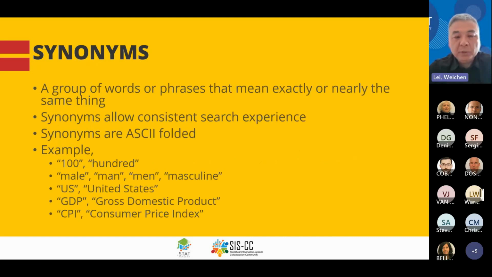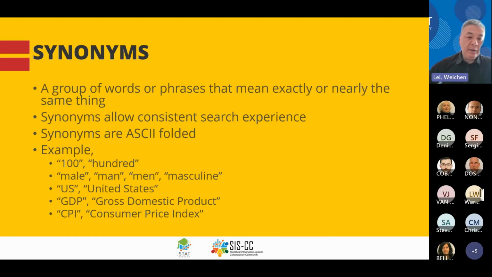The next area of improvement is about using synonyms, and this has been discussed for quite a while in the community. Basically, if you provide a list of synonyms to the Solr search engine, Solr is able to use this list to enhance the search experience. You group several words or phrases that have the same meaning together, and then you provide this synonym list to the Solr search engine.